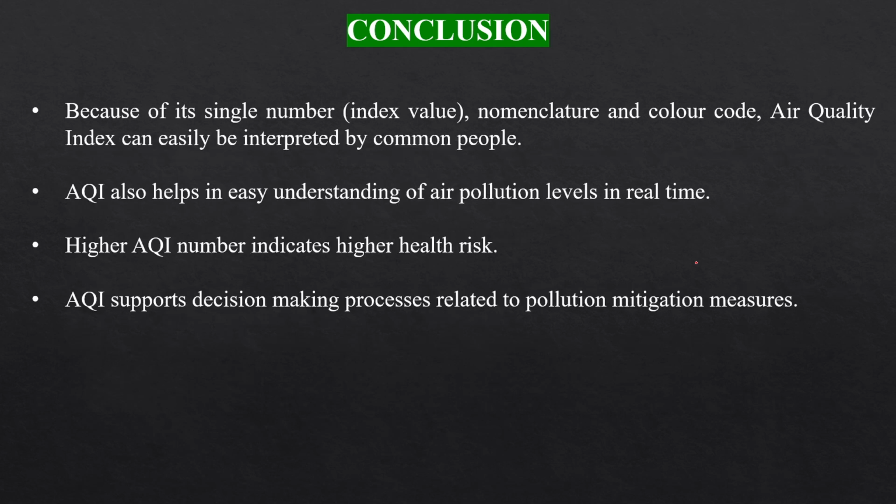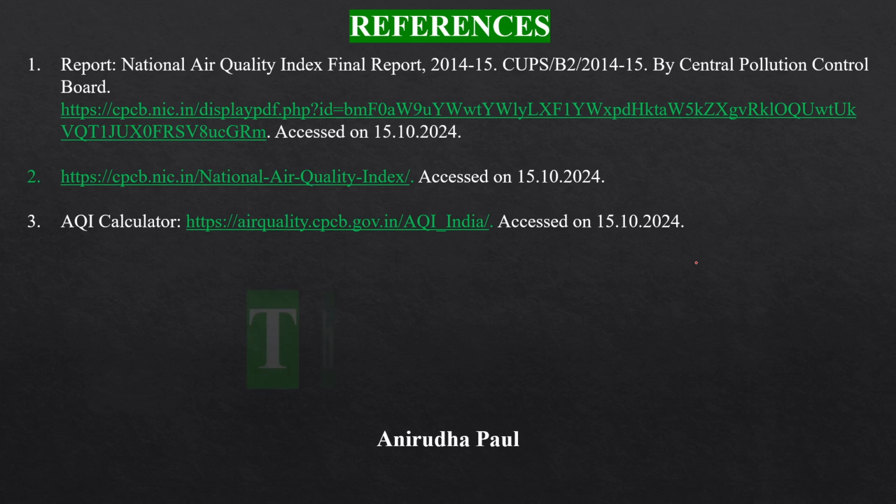Now the conclusion: because of its single number, nomenclature and color code, the air quality index can be easily interpreted by the common man. The air quality index also helps in easy understanding of air pollution level in real time. A higher air quality index number indicates a higher health risk. The air quality index supports the decision making process related to air pollution mitigation measures.